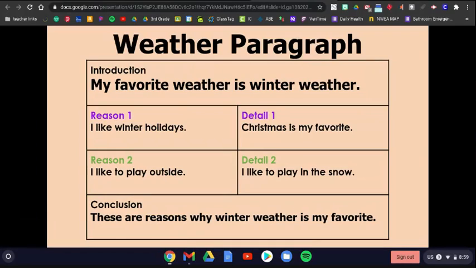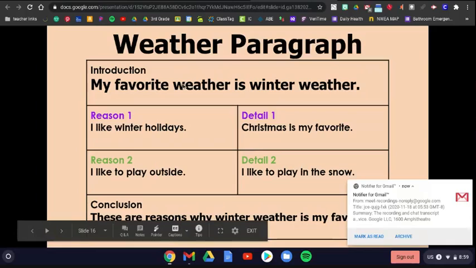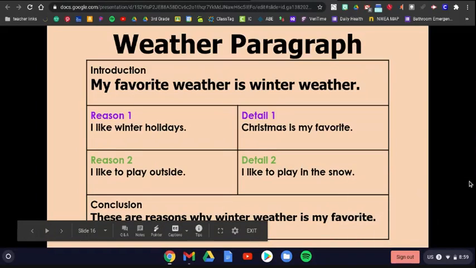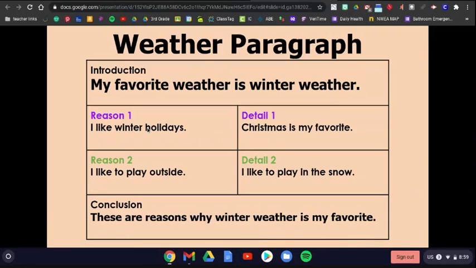When you have your introduction and your conclusion locked in so you know what you're talking about, you're going to need reasons to explain why you chose that and details to back it up. So, for example, my favorite weather is winter weather because I like winter holidays. Well, what about winter holidays? What's so exciting about winter holidays?